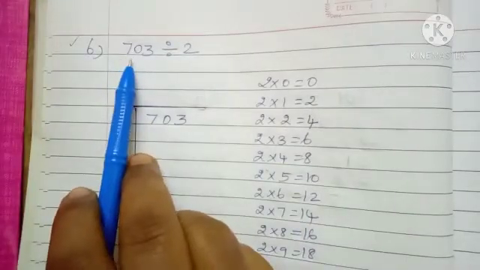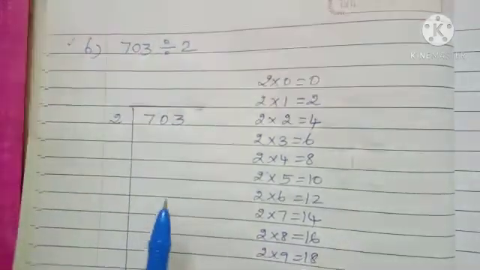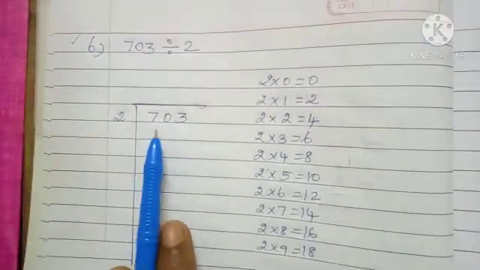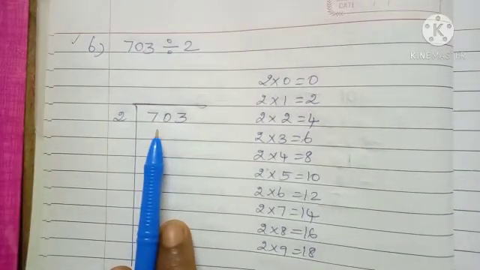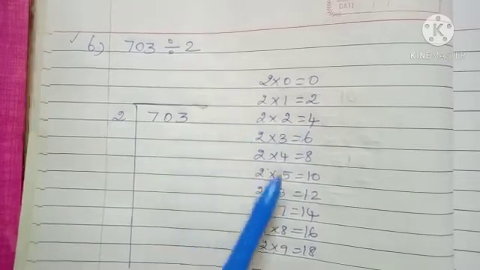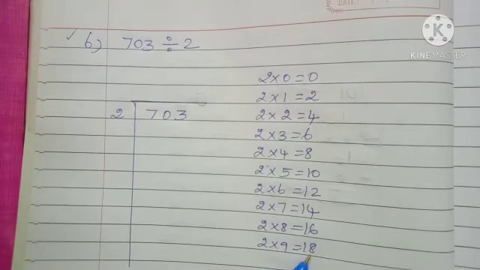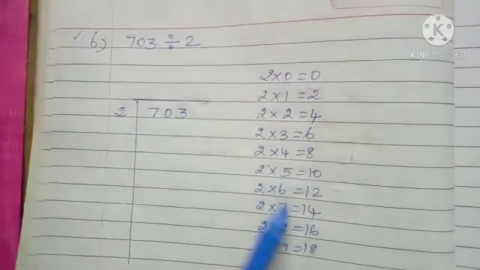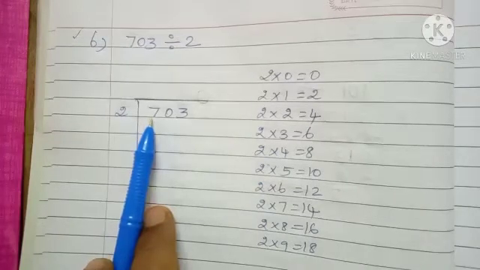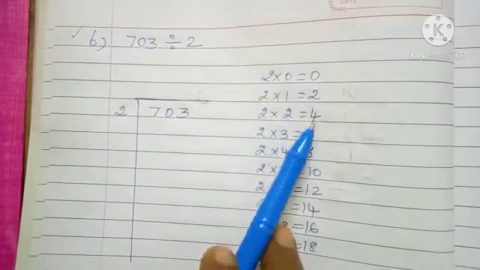The number given to you is 703. Do the 2 table. Take the number and write it inside the column. Then write the 2 table up to 9 times. This helps to find how many times it goes into this number. So 7 is the first number. Do the 2 table. Is 7 in the 2 table?